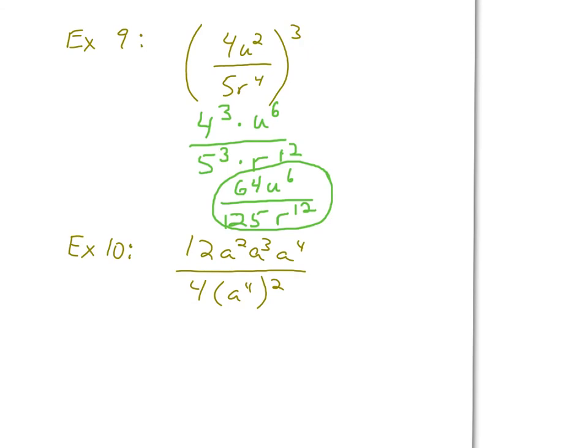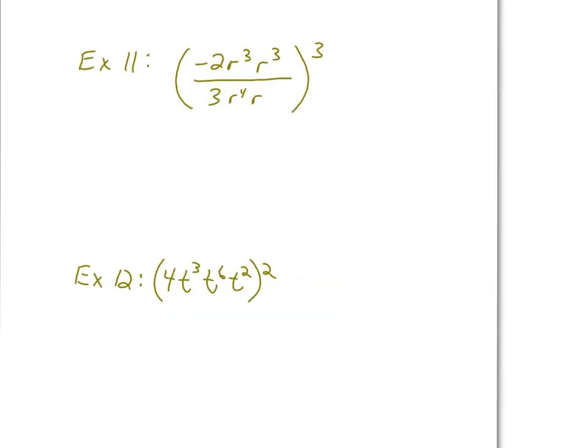Example 10, you've got a lot of a's here, so I think I'm going to just try to put together the a's I can in the numerator and denominator before doing anything else. I've got 12 over 4. And then what else I have in the numerator, I've got all these a's, a squared, a cubed, a to the 4. So I'm going to add all those exponents and get a to the 9th. And then the denominator, I'm going to take the power to a power, so that's going to be a to the 8th. I'm going to be able to just make that 3, and then this is all just going to be an a, because 8 a's will cancel out of the numerator and denominator.